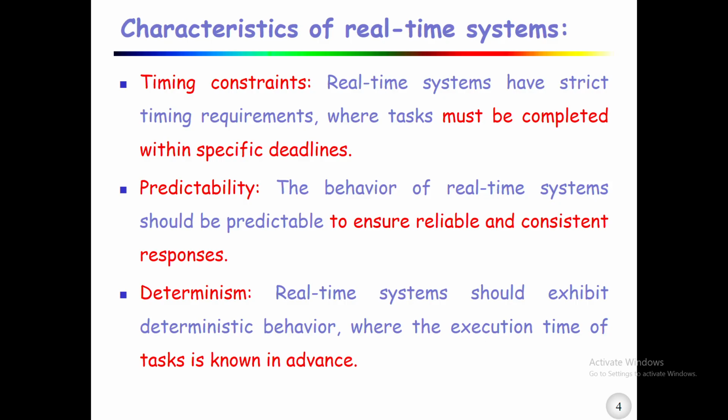And the other one is determinism. Real-time systems should exhibit deterministic behavior, where the execution time of a task is known in advance, because, as we have tried to explain earlier, timing constraint is very important. So whenever certain tasks are going to be accomplished, we know in advance how much time it is going to take to complete those tasks. That's what we call determinism.